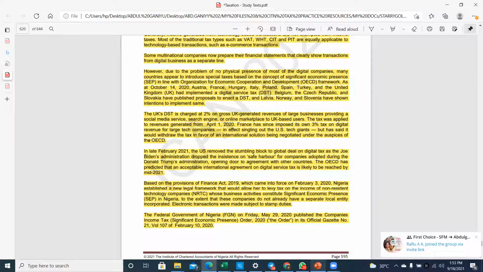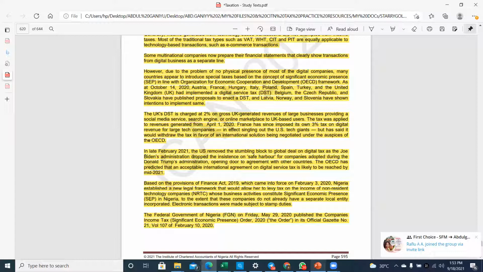In late February 2021, the US removed the stumbling block to a global deal on digital tax as Joe Biden's administration dropped the insistence on safe harbor for companies adopted during Donald Trump's administration, opening doors to agreements with other countries. The Organization for Economic Cooperation and Development has predicted that an acceptable international agreement on digital service tax is likely to be reached by mid-2021.